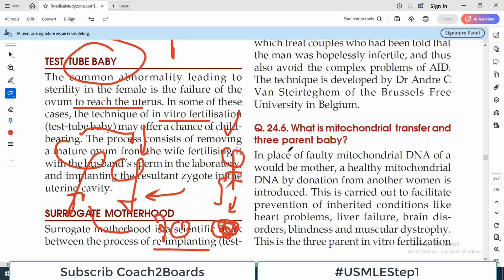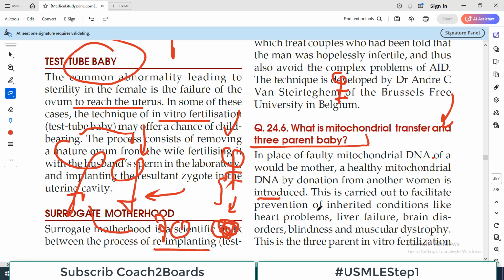What is mitochondrial transfer in a three-parent baby? Listen to this. In place of faulty mitochondrial DNA of a would-be mother, healthy mitochondrial DNA by donation from another woman is introduced. So if somebody identifies, and that is very rare, but that's happening, that the biological mother's mitochondria are disturbed, then someone else's mitochondria are used, because you know there is a very important role of mitochondria, guys, in the whole process of reproduction, okay? So mitochondria are borrowed from a third party.